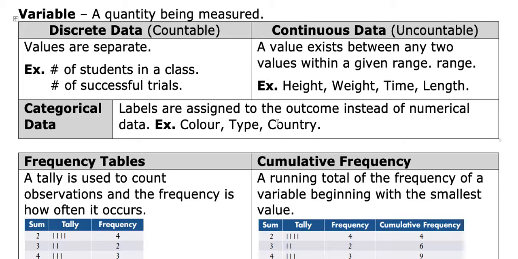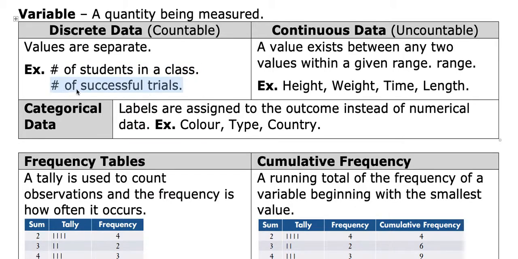So we're going to look at three different types of data. I'm going to start off with discrete data, which is countable. A way to think of discrete versus continuous, which is uncountable. Values are separate. So think of the natural numbers, 1, 2, 3, 4, 5, 6, and so on. These numbers don't have any value in between any of them. If it's something like the number of students in the class, we can't select 1.5 students. It's got to be a whole number.